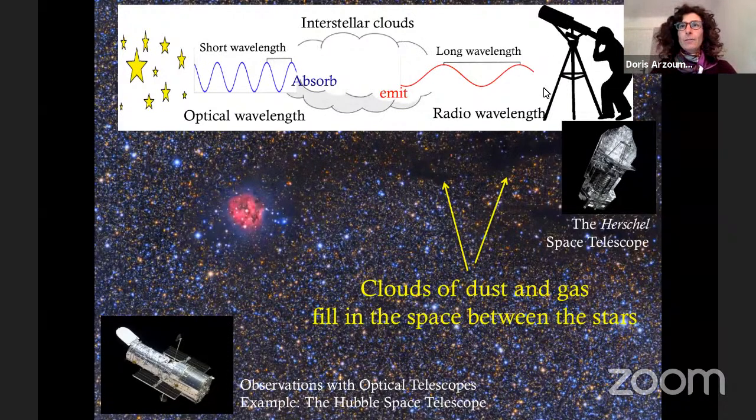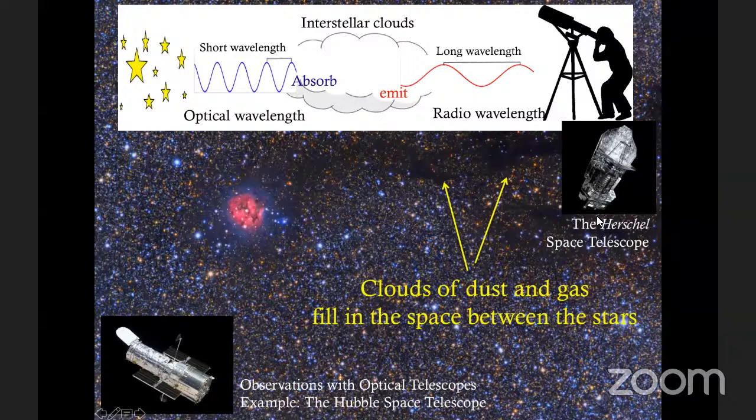So when the star emission comes through the cloud and we observe this region in optical with our eyes or with an optical telescope, we don't see emission because it's absorbed by the interstellar clouds. And then these clouds emit at longer wavelengths. So if we observe with a telescope, yes?